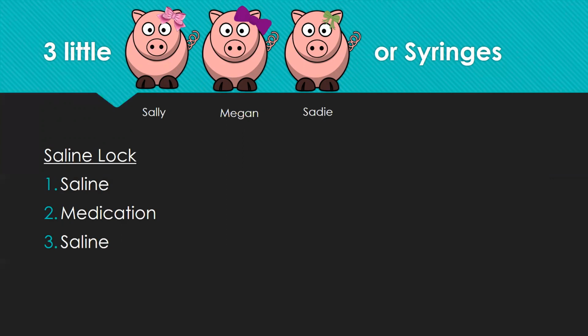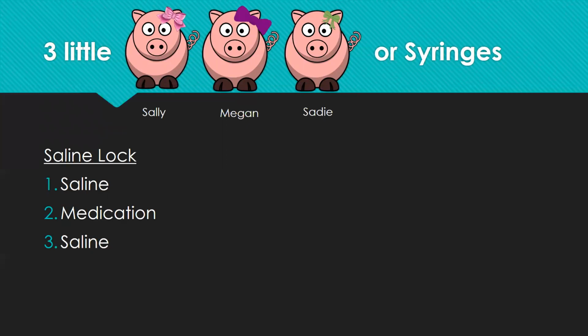We use 3 syringes, so just that J loop. So we start with saline after we clean the ports, obviously. We start with saline to flush the J loop and to make sure that the line is patent and clear from any other potential medications that could still be in the line. And then it can be given at any rate.